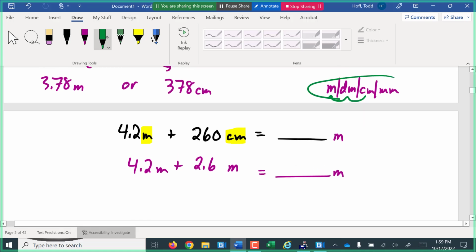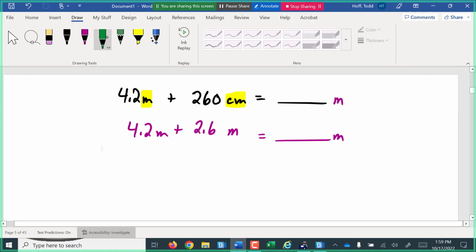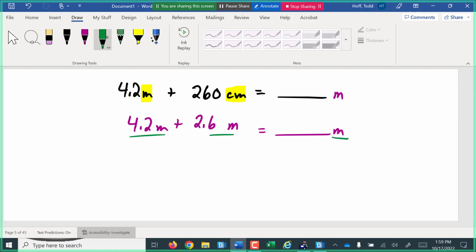That's one chart. If you don't have it down, I'd recommend writing it on the inside cover of a notebook or somewhere so that you can refer to it rather quickly, because we will use that quite a bit in the next couple weeks. So now that they're both in meters and we want our answer in meters, we just go ahead and add. 4.2 plus 2.6 gives us 6.8. Good. 6.8, and then of course we keep the unit of meters.